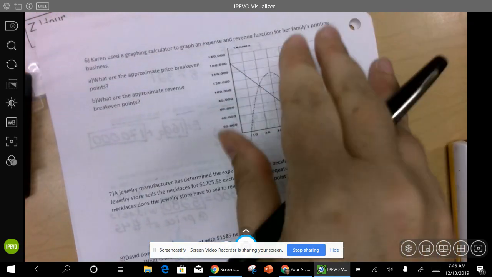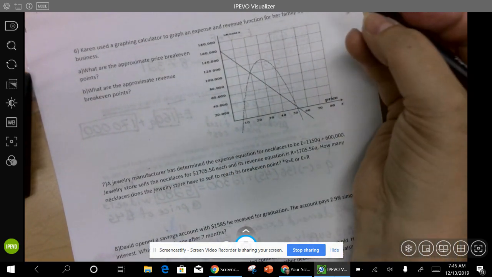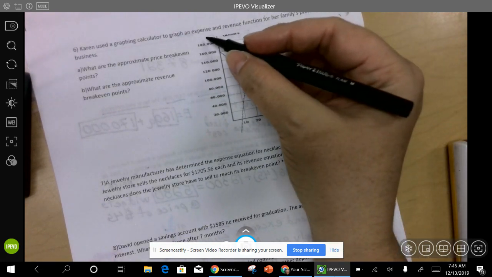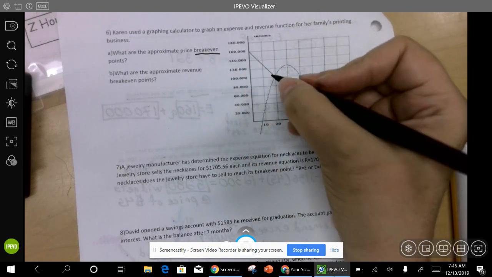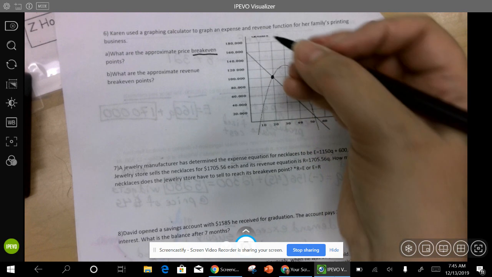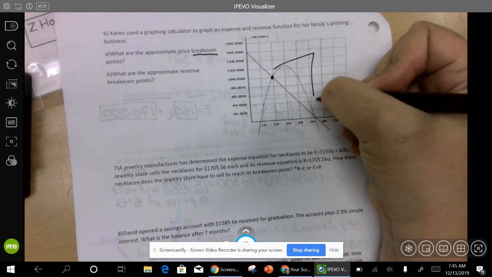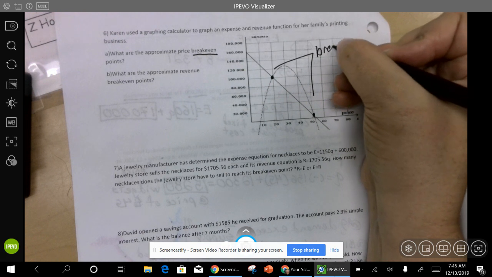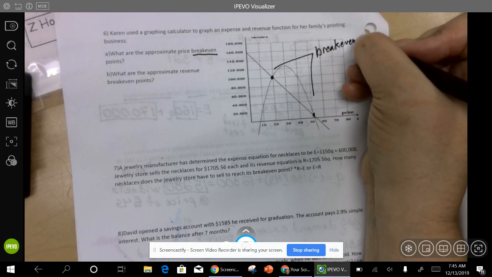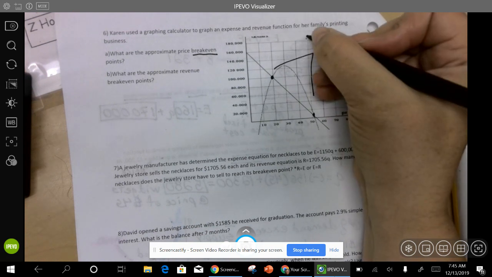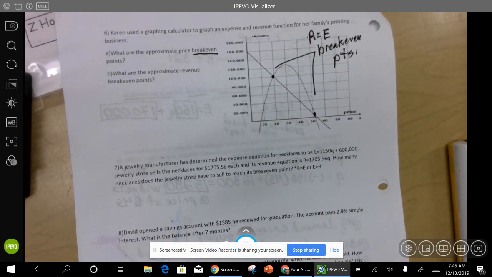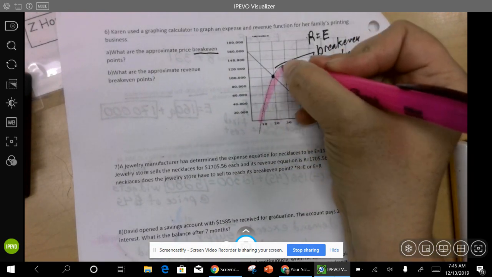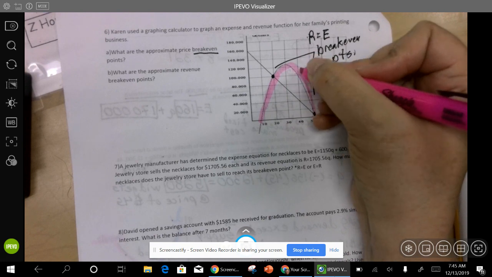Okay, for this one it says we're using a graphing calculator to graph her family's expense and revenue for her family's printing business. It says what are the approximate break-even points? Everybody, break-even points are right here. So those two are the break-even points, and that is where the revenue is equal to the expense. Again, also remember that R is our revenue. So this is our revenue.